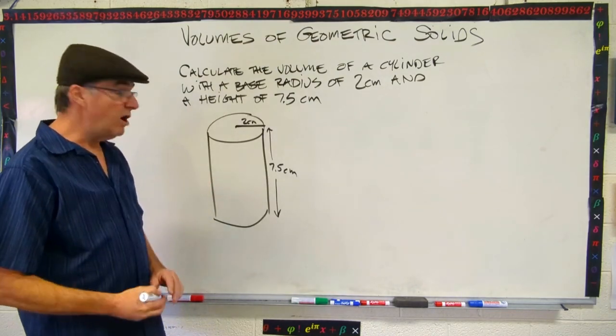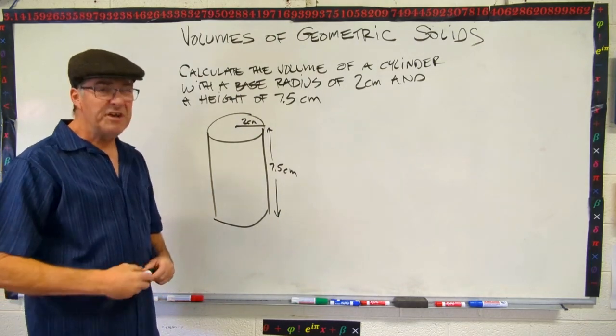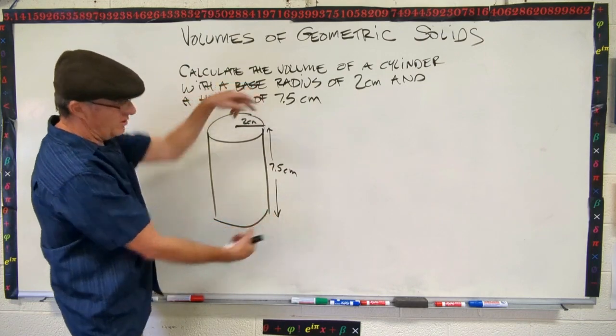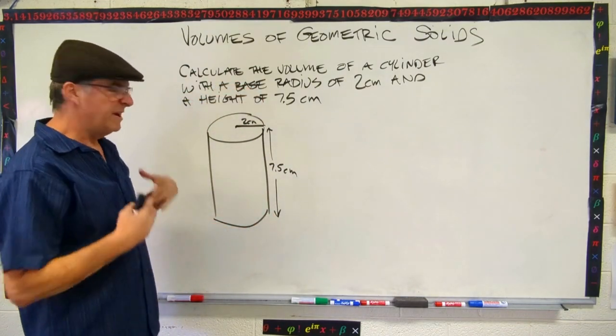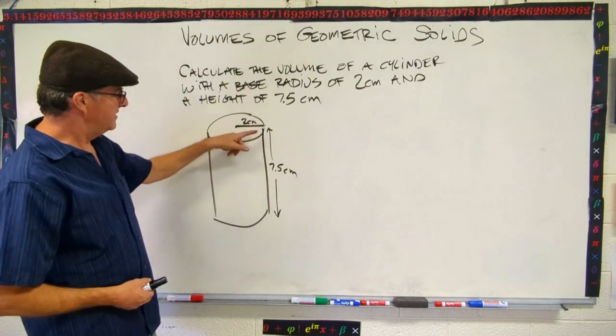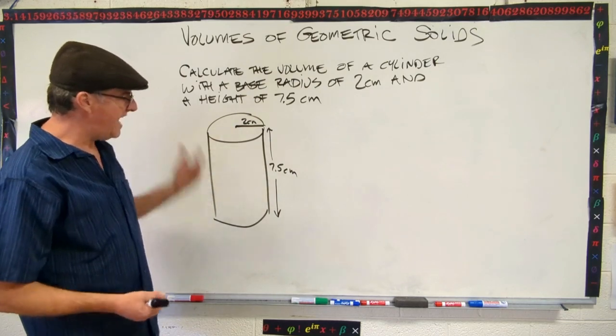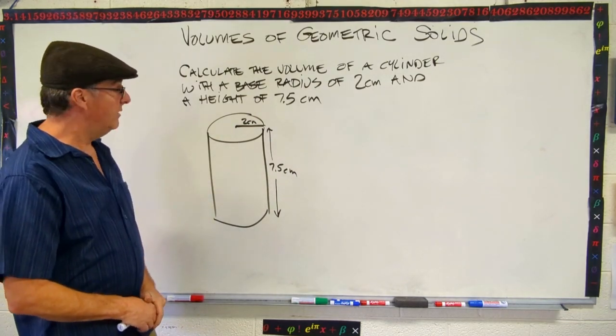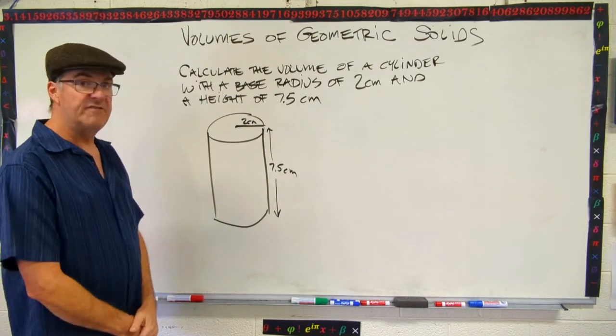Your picture should look roughly similar to that, and you want to try drawing them to scale. So this is 2, and that's 7.5. I know it's not perfect, but it's roughly in the right ballpark. This is like almost 4 times that. So there you have it. Now, I want you to pause the video and calculate the volume of that cylinder.